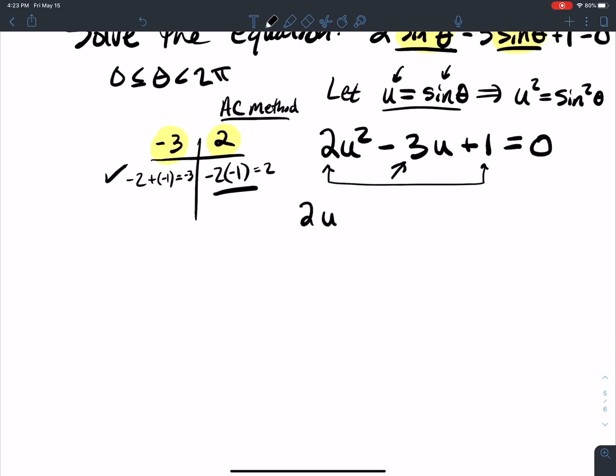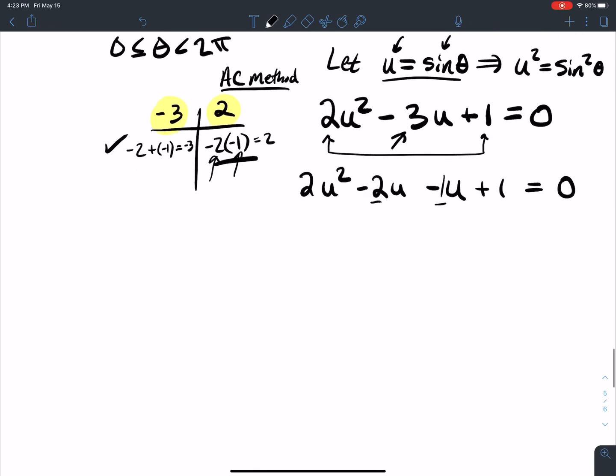So these tell me the numbers I put in. I'm going to do 2u squared, minus 2u, minus u. So that minus 1 and that minus 2 get used here and here. And then I have plus 1 equal to 0. When I look at this, I have 4 terms. Anytime I have 4 terms, I think factor by grouping. So I'm going to group the first 2, group the second 2, and make sure there's a plus in between. This works for any trinomial that can be factored. Not everything can be factored, but this one will factor.